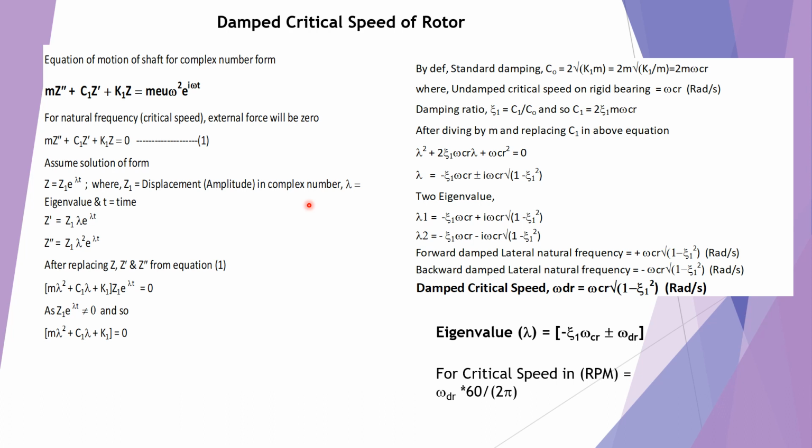So damped critical speed omega dr is equal to omega cr square root of 1 minus zeta 1 square radian per second. So eigenvalue can be written as minus zeta 1 omega cr plus minus i omega dr, and critical speed in rpm can be written as omega dr into 60 divided by 2 pi. So these are the expressions for damped critical speed.